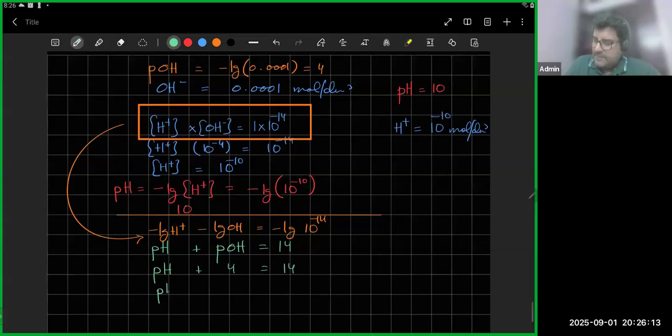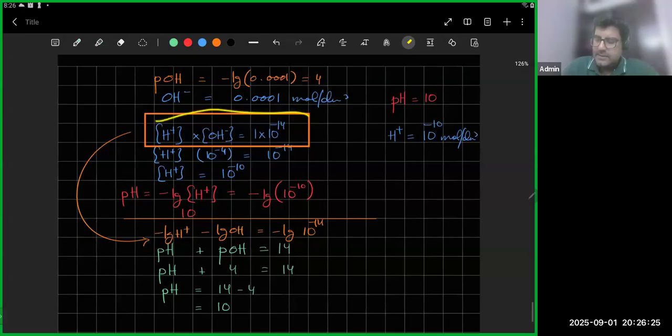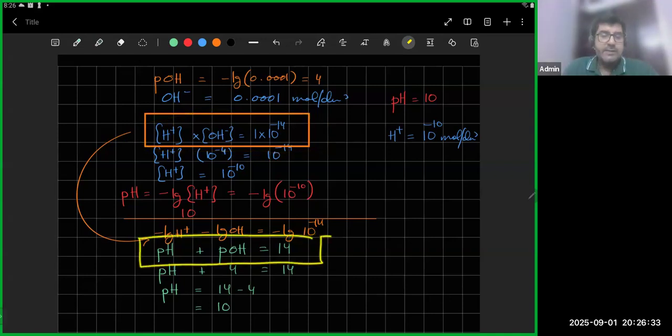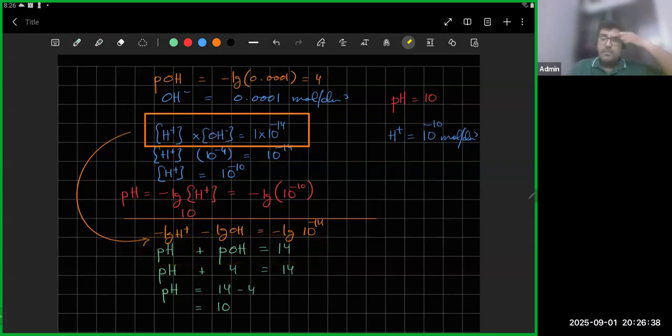And therefore your pH would be 10. So the 10 we calculated earlier, there are two ways of doing that. You can either use the expression, this one, or you could use the pH plus pOH expression, which is this one, the same expression but in terms of log. Both of them are going to give you the same exact value, okay?